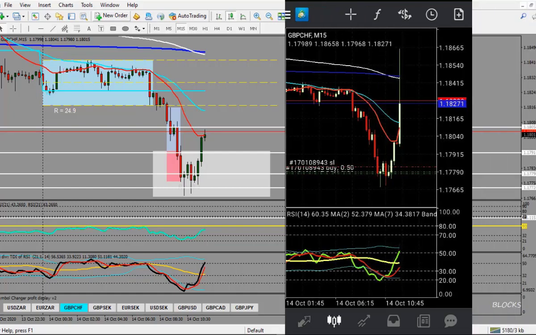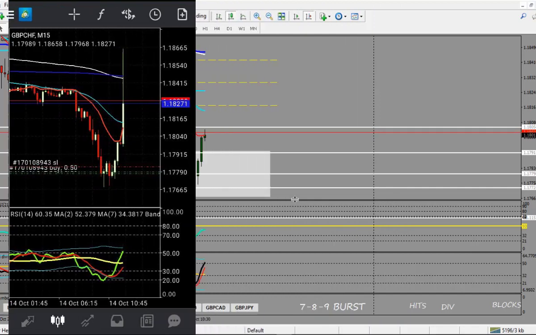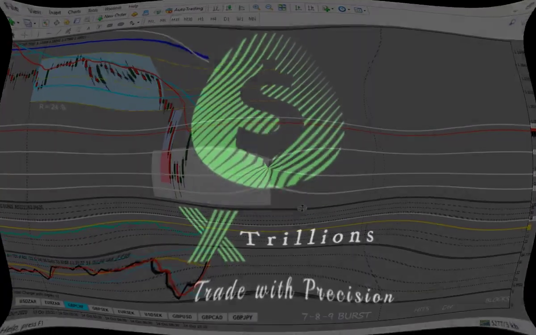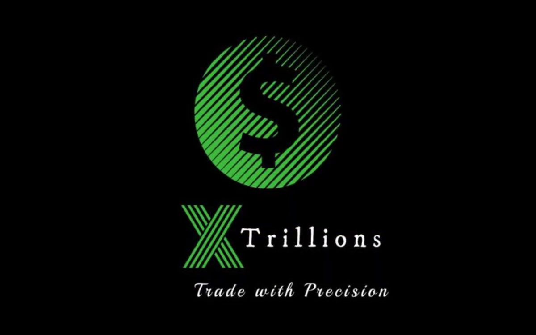That was precision right there. Look at that, how it just absolutely shot up to the EMAs. We stopped the recording a bit early, so we didn't catch that on recording. However, the move this morning was explosive. So that is the screenshot. I really hope that you like this GBPCHF video where we made 4k on it.